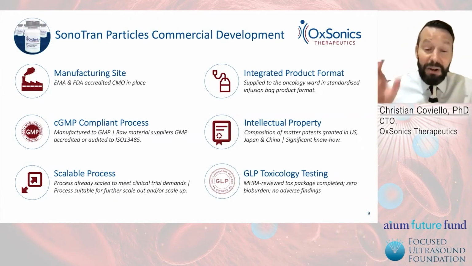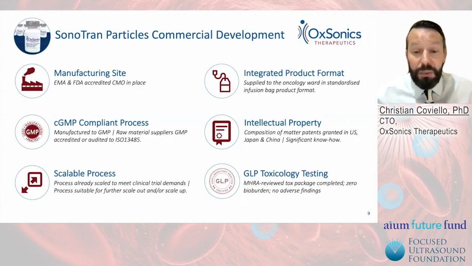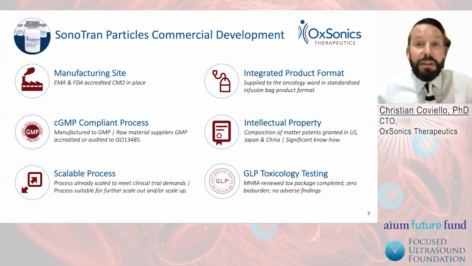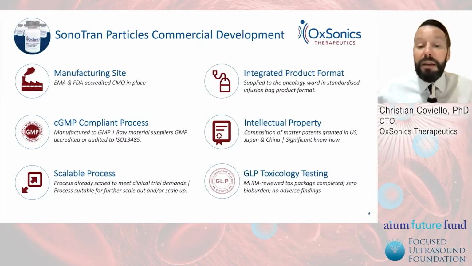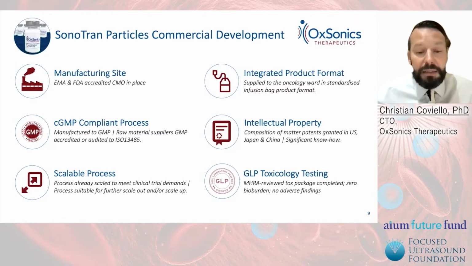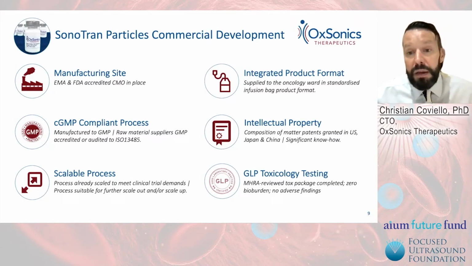We also had to scale up the process. Initially, we were only able to manufacture 40 milliliters at a time. It was very slow. We can now manufacture up to 20 liters, and that could be scaled further or even parallelized to scale up and out.